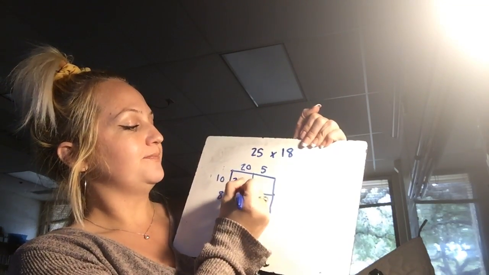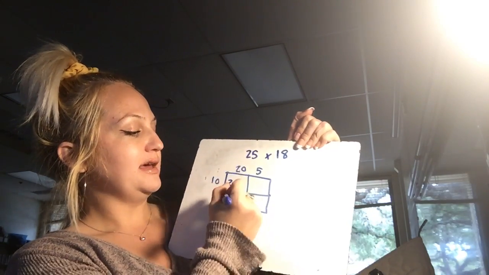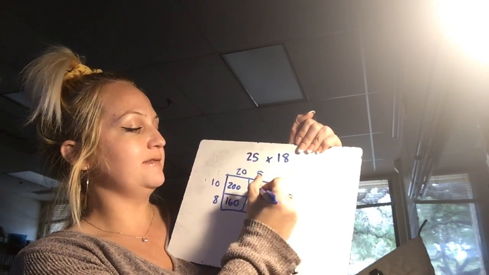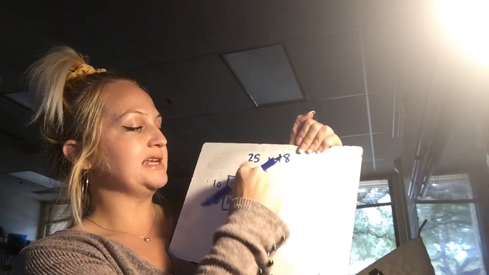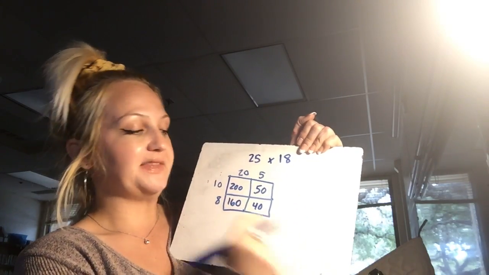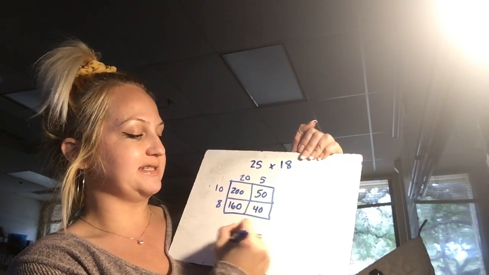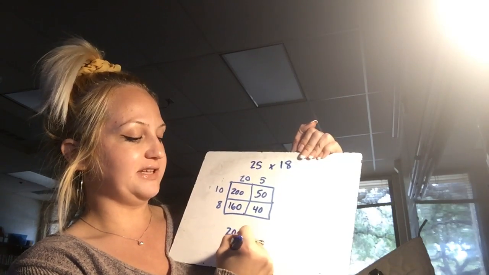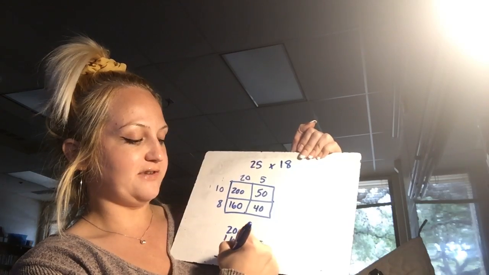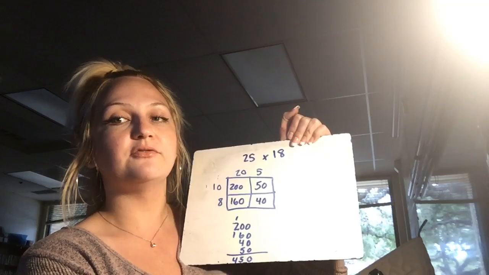10 times 20 is 200. 8 times 20, 8 times 2 is 16, and I have 1 extra 0. 10 times 5 is 50, and 8 times 5 is 40. These are my partial products. I need to add them all up. 200 plus 160 plus 40 plus 50. 0, that's 10 plus 5, carry your 1, 1, 2, 3, 4. 450 is what I got, 450.